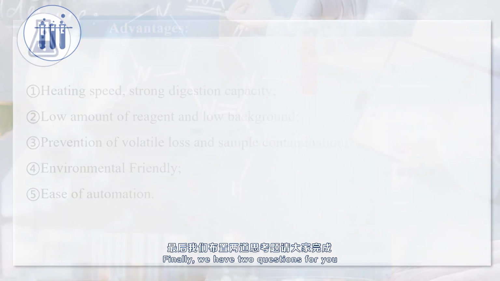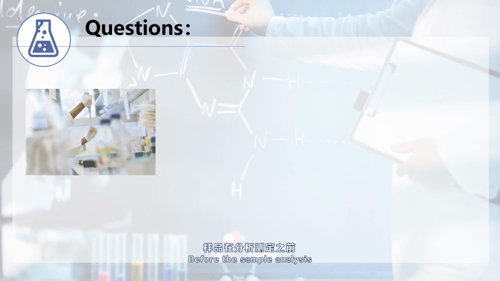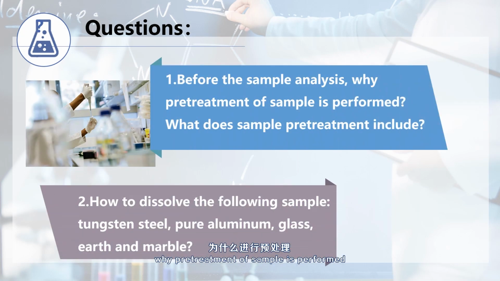Finally, we have 2 questions for you. First, before the sample analysis, why is pretreatment of sample performed? What does the sample pretreatment include? Second, how to dissolve the following samples? Tungsten steel, pure aluminum, glass, earth, and marble.